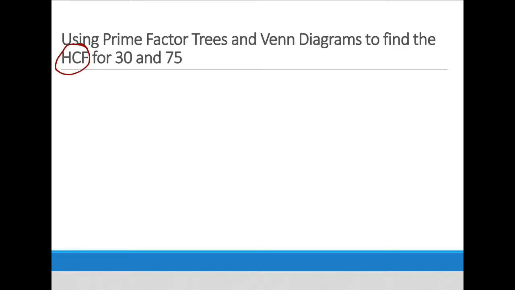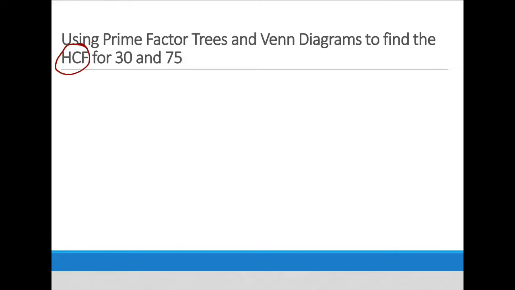If you can remember how to do that, I would like you now to draw a prime factor tree and then a Venn diagram to help find the highest common factor for 30 and 75. So press pause, have a go. When you've come up with your answer and all your workings, make sure they're in your book written down, then press play again and we'll go through and check you've got that right. Press pause now.